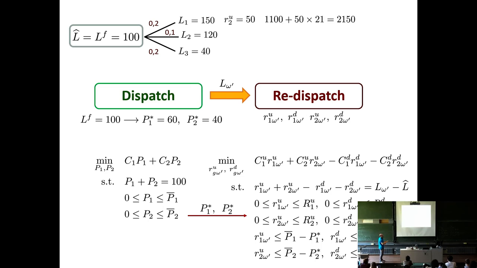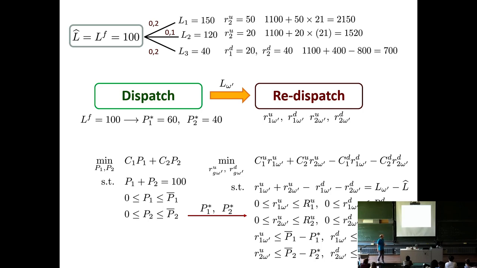For scenario 150, we have to use the upward regulation of the gas turbine. For scenario 120, we also have to use the upward regulation of the gas turbine. And for scenario 40, in this case, we have to use the downward regulation of both the flexible unit, the gas turbine, and the inflexible unit, the big nuclear power plant. We do the math again, and this is the cost that we get.